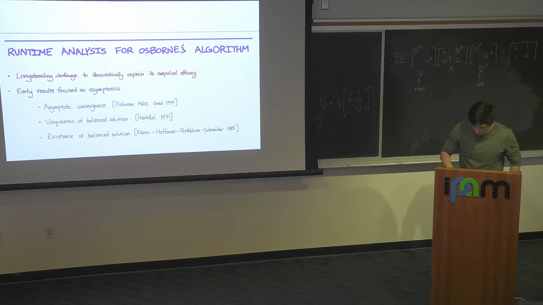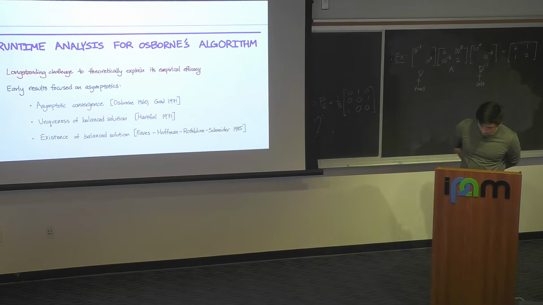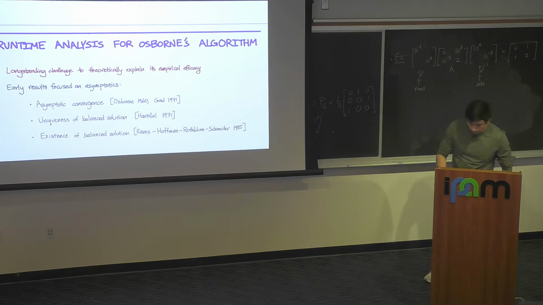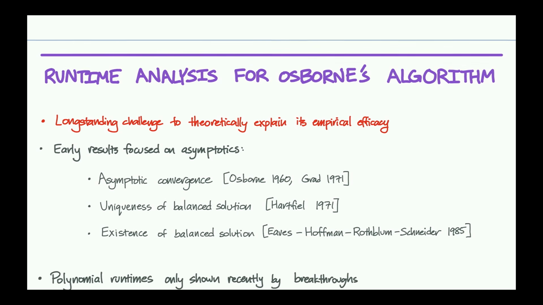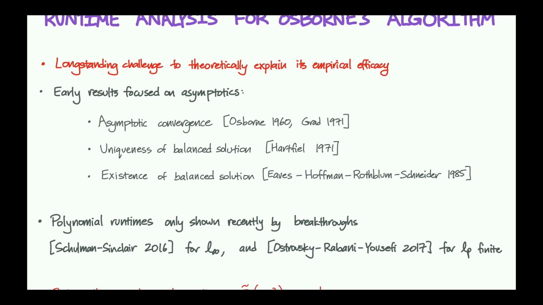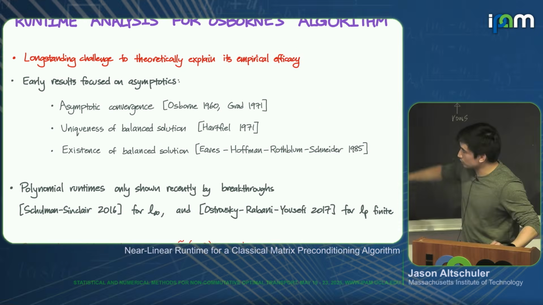So a quick dash into the history behind this. Osborne first proposed this in 1960. There was a lot of early work on asymptotic things like asymptotic convergence, uniqueness and existence, which comes down to irreducibility. These are asymptotic results. It was not until the recent breakthrough of Schulman and Sinclair that people showed polynomial runtimes, about 30 years later, for L infinity. Then folks at UCLA, Ostrovsky, Rabani, and Yousefi, had a breakthrough to show polynomial runtimes also for LP finite.